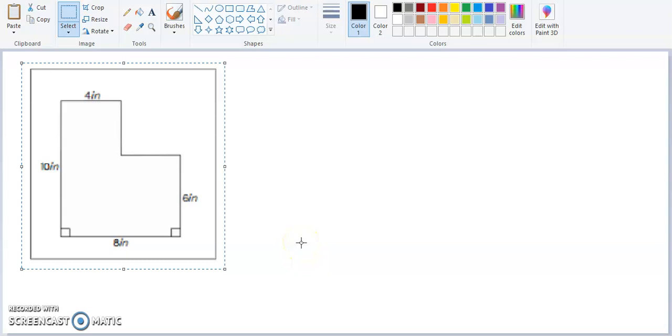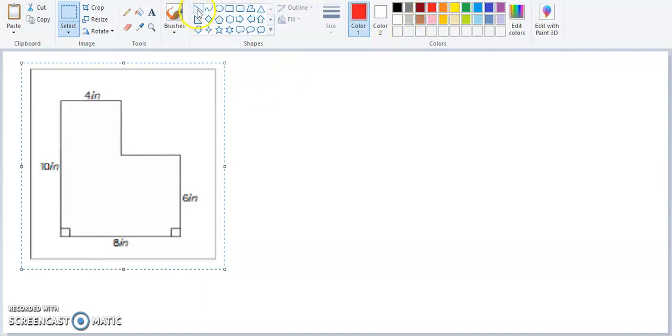I posted the notes so that you could get them. You are welcome to have printed them, or you can just grab a sheet of paper and go ahead and draw this figure. This is a composite figure. It just means that it's made up of other polygons put together. Our goal here is to find the area.